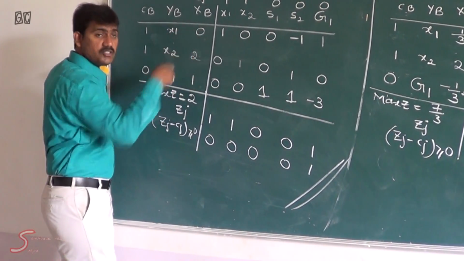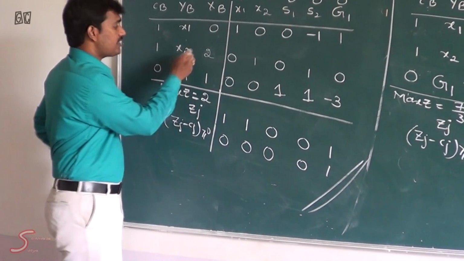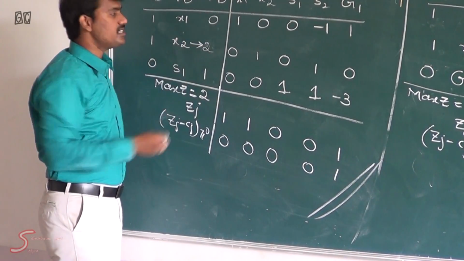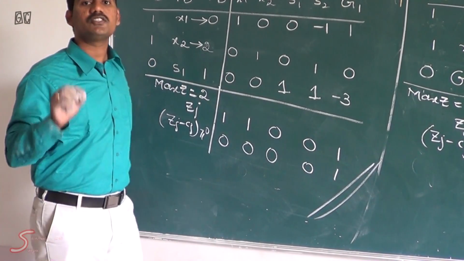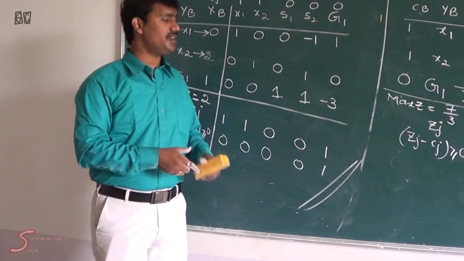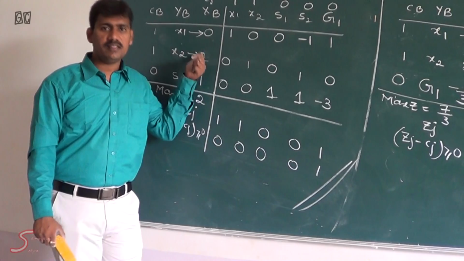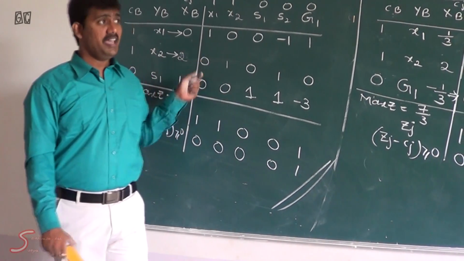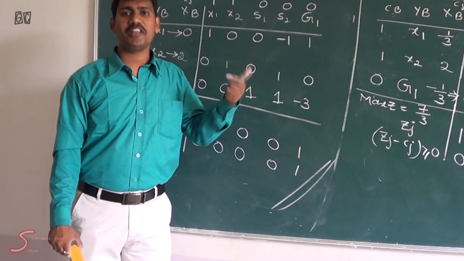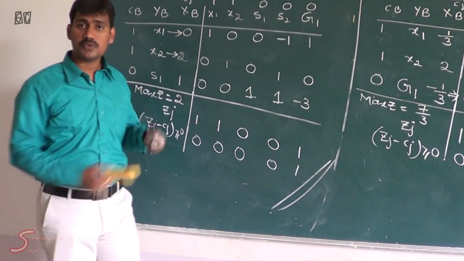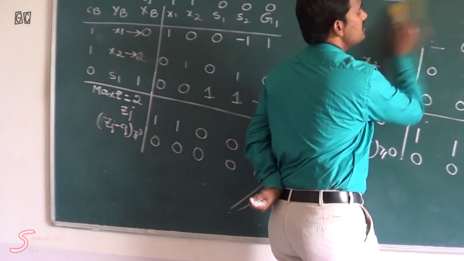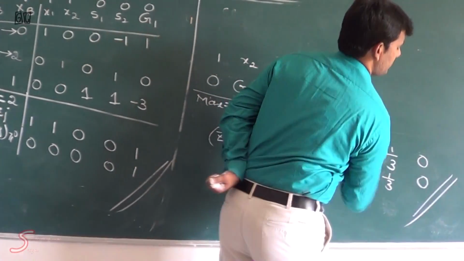All Xb's are positive. Make it a point. x2 is 2, a positive integer. x1 is 0, a positive integer. Hence, the solution is optimum. For example, if the values are not at all integers, again we have to go for the Gomorian cut. Luckily, we got the values x1 and x2 as integers. So, hence we are going to write the conclusion for this.